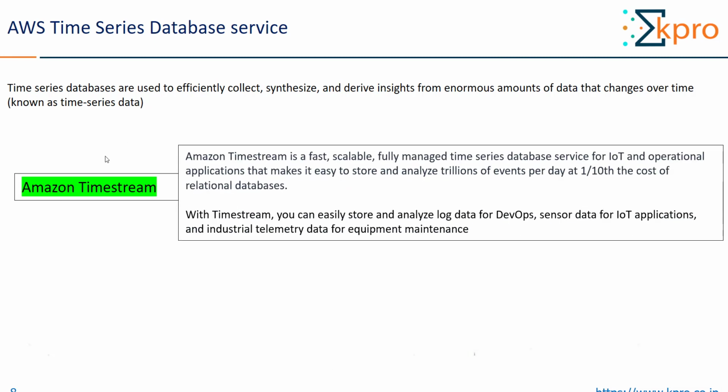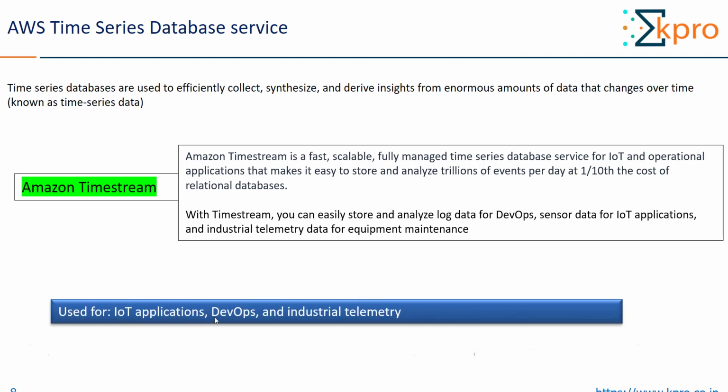Amazon Timestream is a fast, scalable, fully managed database service for IoT and operational applications that makes it easy to store and analyze trillions of events per day at 1/10 the cost of a relational database. With Timestream, you can easily store and analyze log data for DevOps, sensor data for IoT applications, and industrial telemetry data for equipment maintenance. You can say machine logs. Mostly if you want to analyze machine logs, you can use Amazon Timestream. It is used for IoT applications, DevOps, and industrial telemetry.